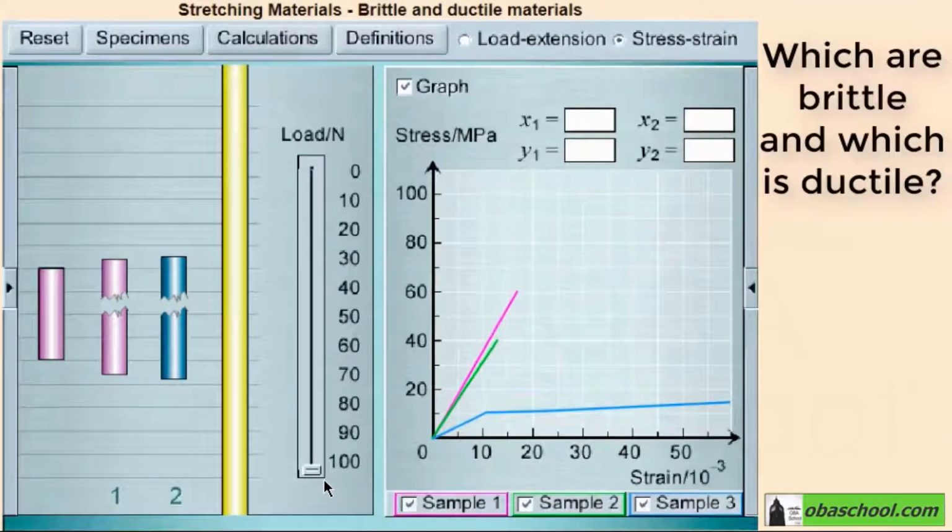Of the three polymer specimens, which are the brittle and which are the ductile specimens? The first specimen is the perspex and the second one is polyethylene. So what's your answer?